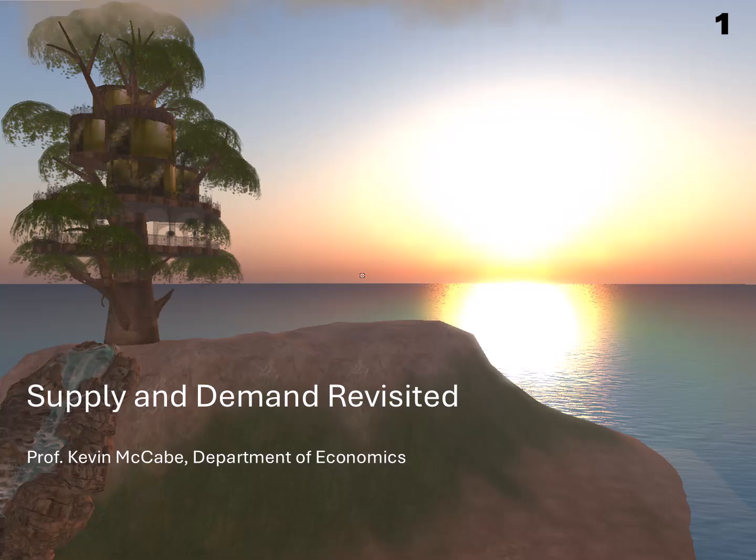Slide 1. Welcome back. Today, I want to revisit Alfred Marshall's model of supply and demand in light of what we learned from Friedrich Hayek. Hayek pointed out that each person is unique with respect to their time and place circumstances, and no other person can know exactly what another person knows.